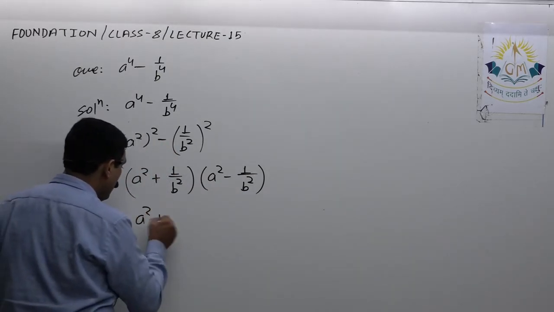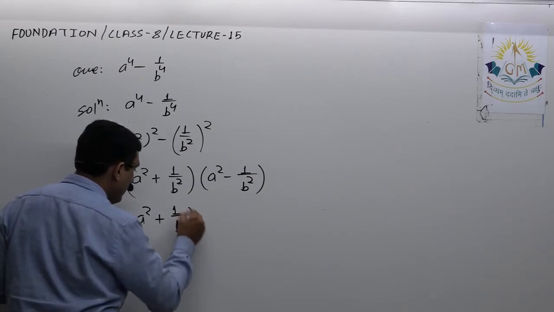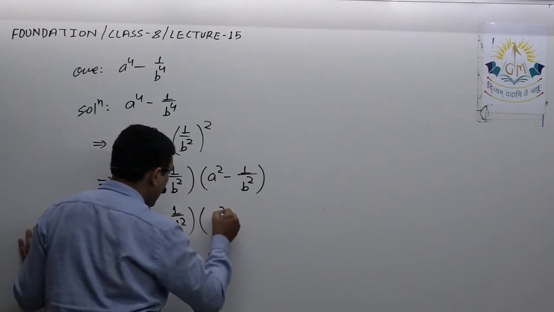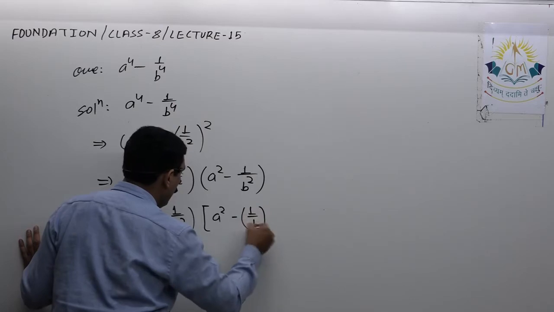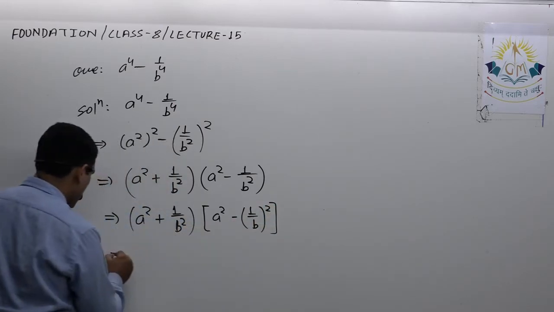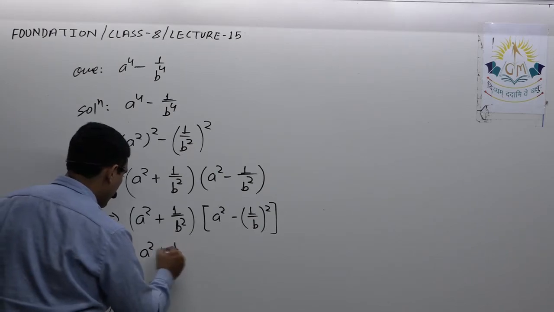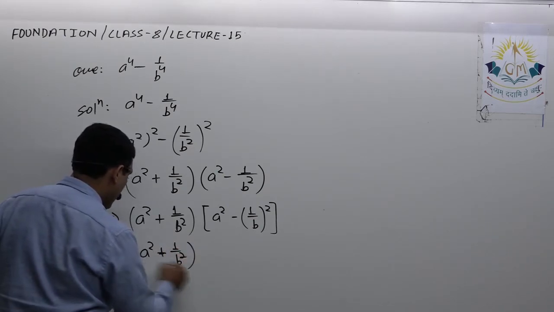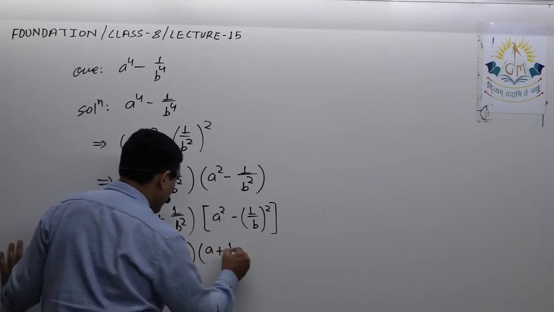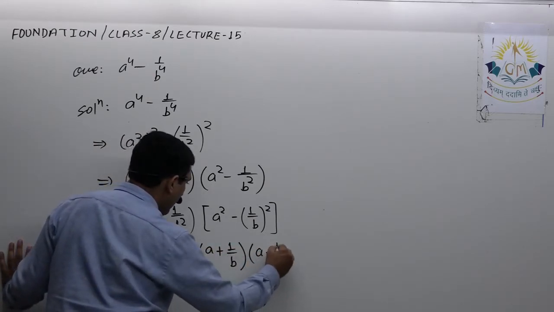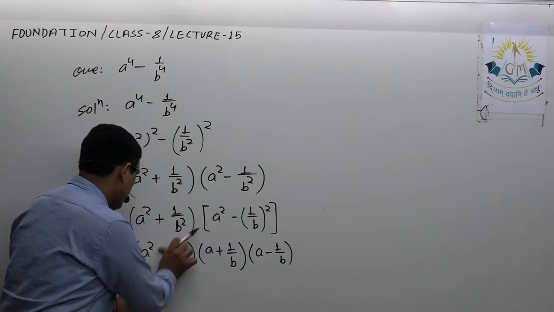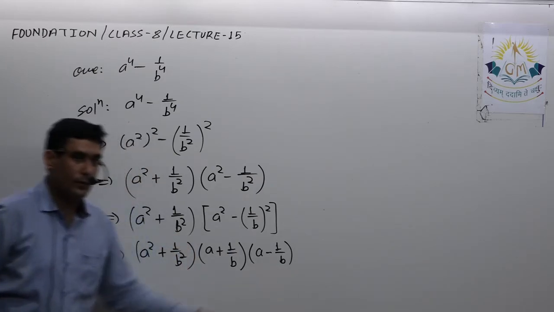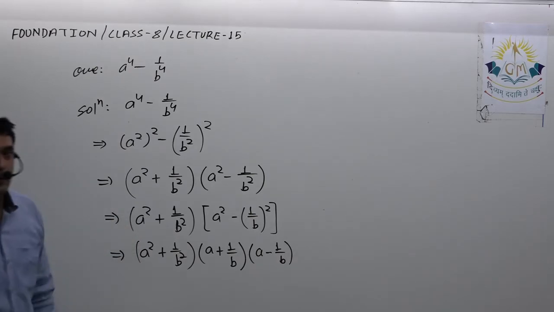But before I apply the identity, I write this in that particular format. So here I can write a square, this is directly a square, and over here I can write minus 1 upon b whole square. So this is a square plus 1 upon b square. Over here this is a plus 1 upon b and a minus 1 upon b. So this is my final answer. Please note it down, then we'll see the next question.